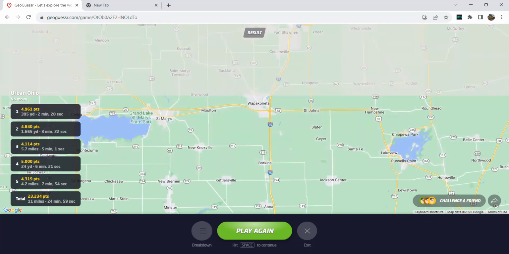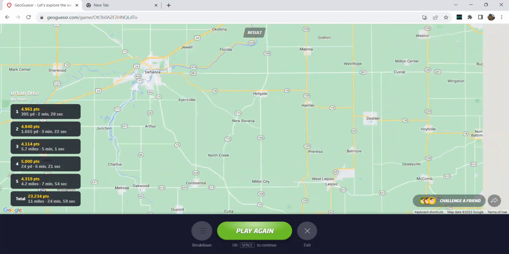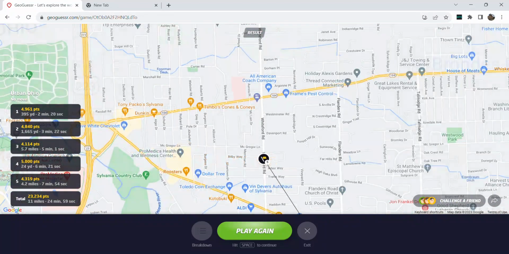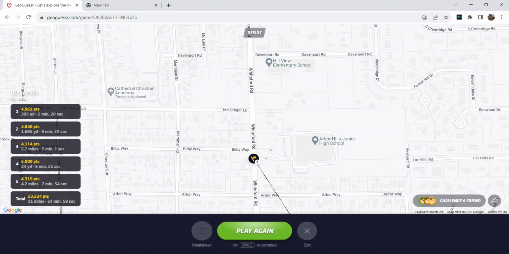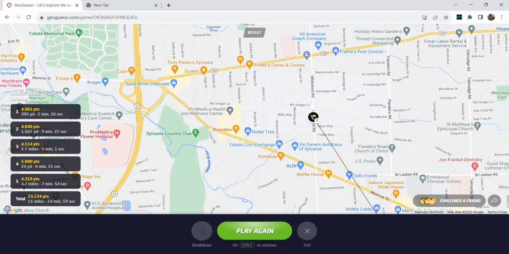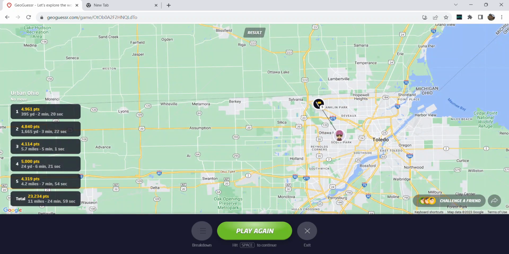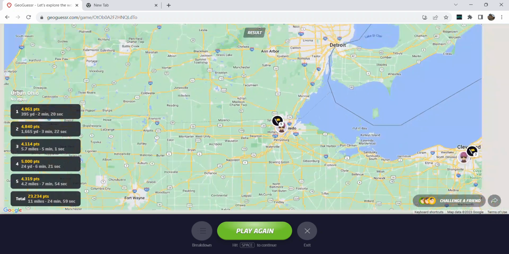And then we ended up in Toledo. Now, was that the city of Toledo? No, we were in Sylvania, I believe. And yeah, there was Arbor Hills. Really couldn't see that without a pretty far zoom level, though. So, not bad at all.